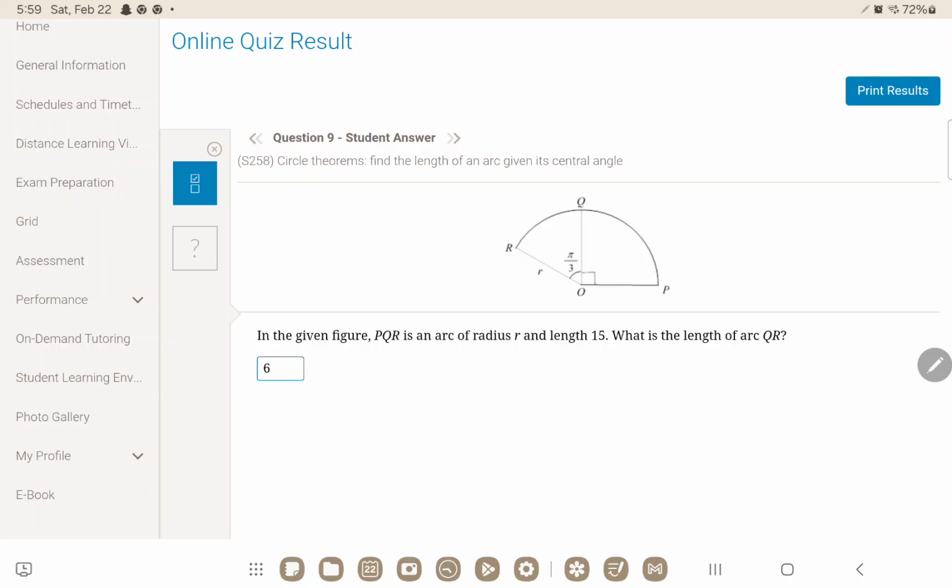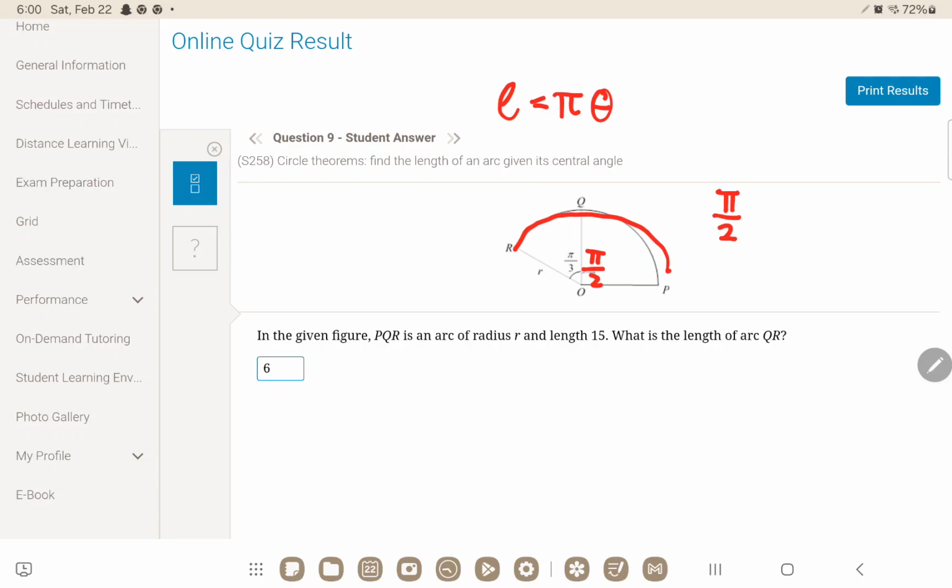Here, in the given figure, you have PQR, which is an arc of radius r and length 15. We don't know the radius, we know the whole length. Now, what is the length of QR? How do we find it? We know this angle 90 in radians is pi over 2, right? So we do pi over 2. Oh, by the way, in radians, the length of an arc equals theta r, where theta is the angle in radians.